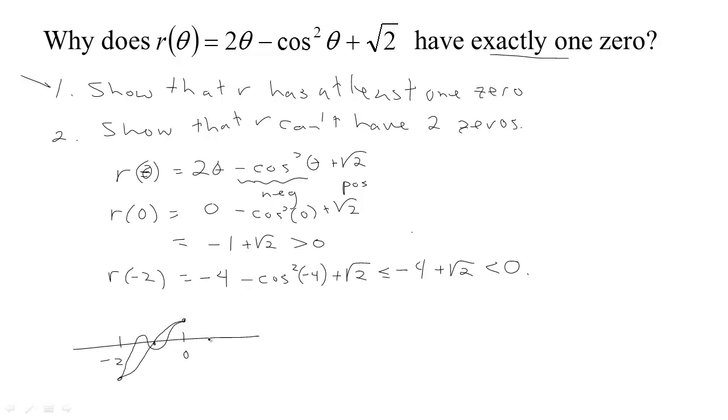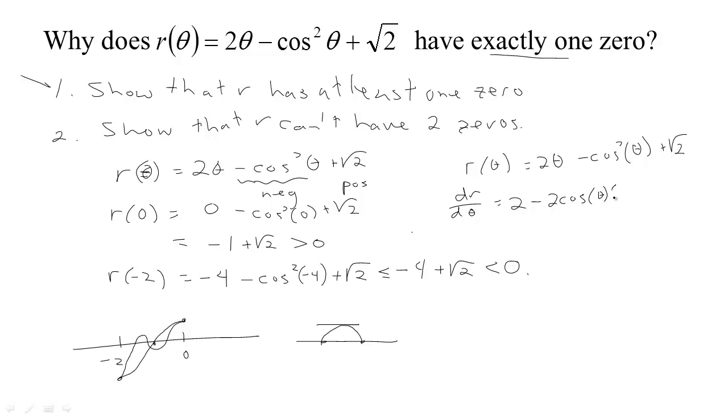Now let's suppose that it has 2 zeros. Well, if it had 2 zeros, then there would have to be some place in between, according to Rolle's theorem. This is a differentiable function. There'd have to be some place in between where the derivative was equal to 0. Let's check out the derivative of this function. So R of theta is 2 theta minus the cosine squared of theta plus the square root of 2. So dr d theta is going to be 2 minus 2 times the cosine of theta times the derivative of the cosine, which would be negative sine theta, and the derivative of square root of 2 is 0.